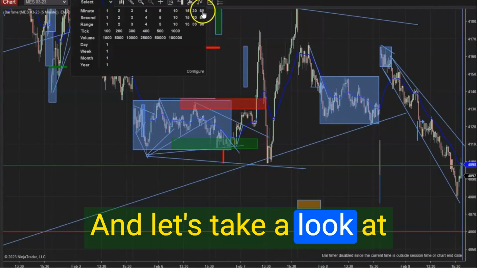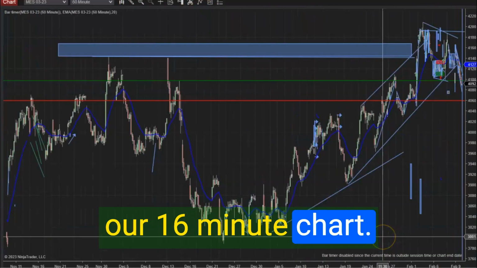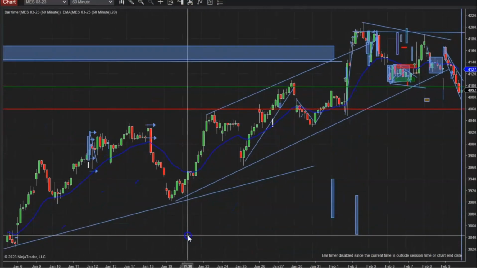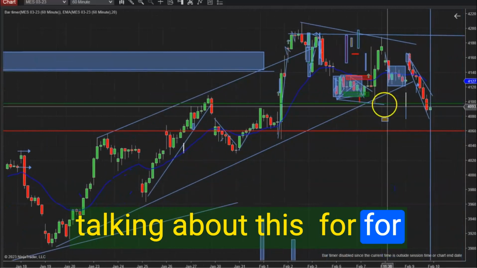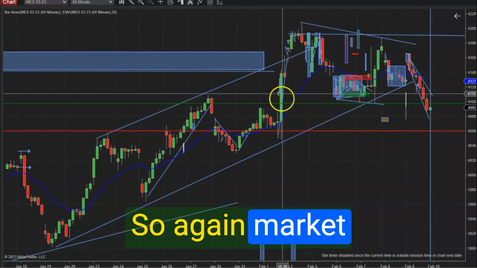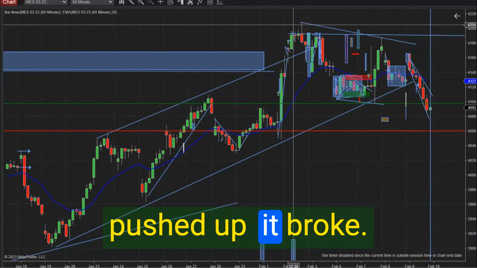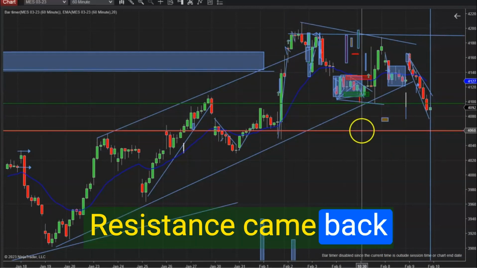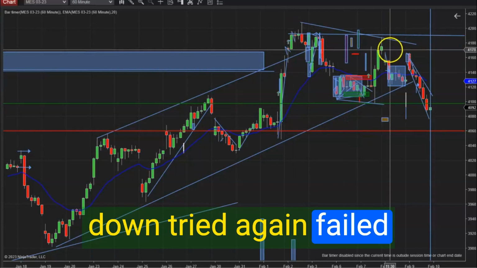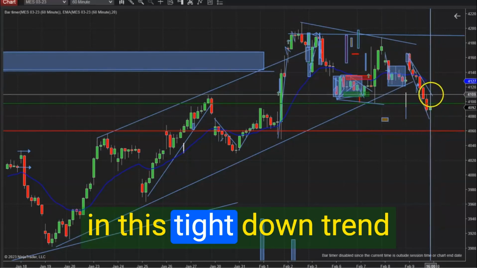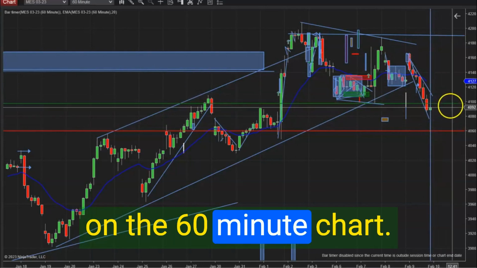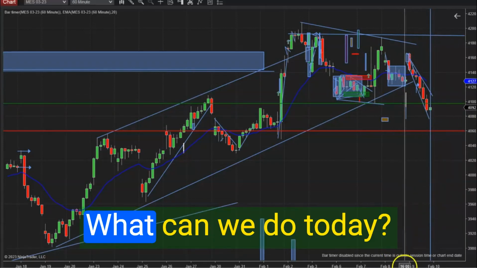And let's take a look at our 16-minute chart. All right, so we've been talking about this for a number of days now. Again, market pushed up, it broke resistance, came back down, tried again, failed, and then we're in this tight downtrend on the 60-minute chart. So where are we? What can we do today?